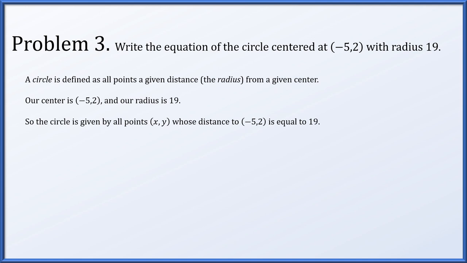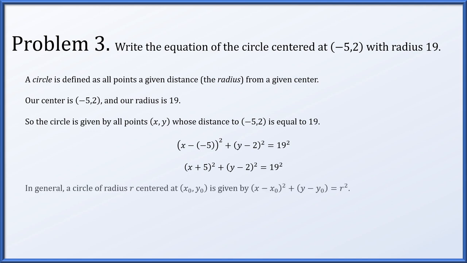So the circle is given by all points (x, y) whose distance to (-5, 2) is equal to 19. So from the distance formula, aka the Pythagorean theorem, the distance from (x, y) to (-5, 2) being equal to 19 works out to be (x + 5) squared plus (y - 2) squared equals 19 squared. There's the equation of the circle centered at (-5, 2) with radius 19.